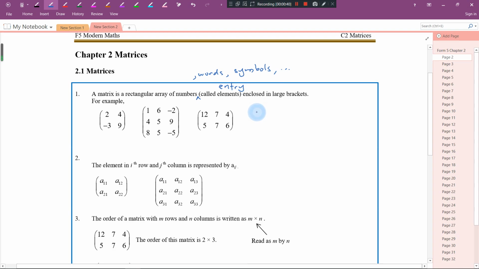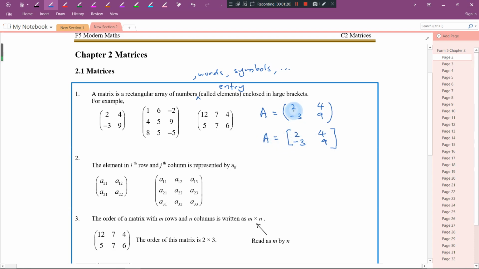Normally, we represent a matrix by using a capital letter. For example, if I want to represent this matrix, I can just write A is equal to 2, 4, -3, 9. You can use this round bracket, or you can also use a square bracket. Both are correct. You just follow your school teachers. Now you know that we can represent a matrix by using a capital letter. Normally we do it like this.